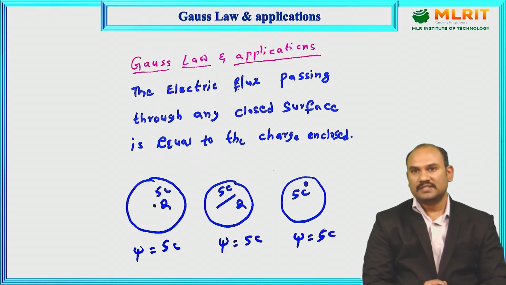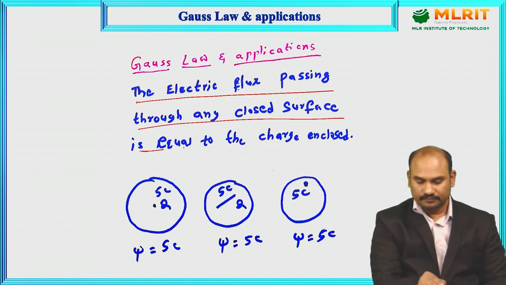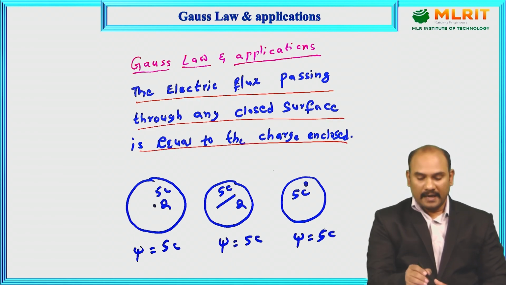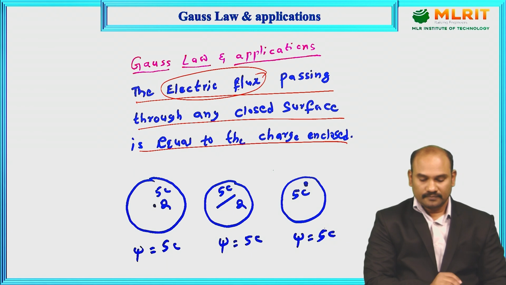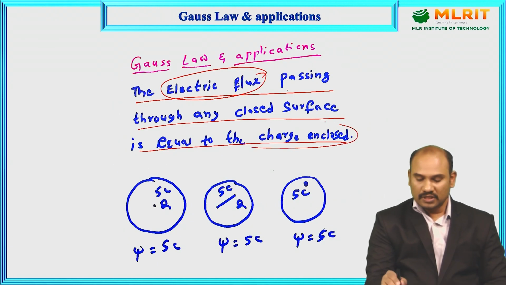So next our discussion will be focused on Gauss law. So what is Gauss law? In a simple form, the electric flux passing through a closed surface is equal to the charge enclosed.